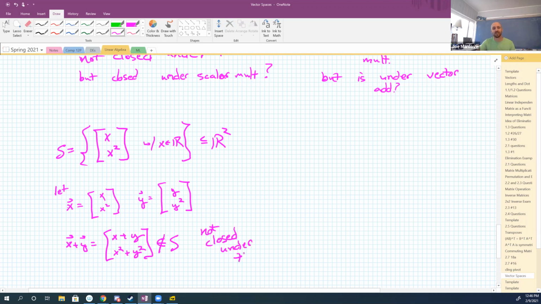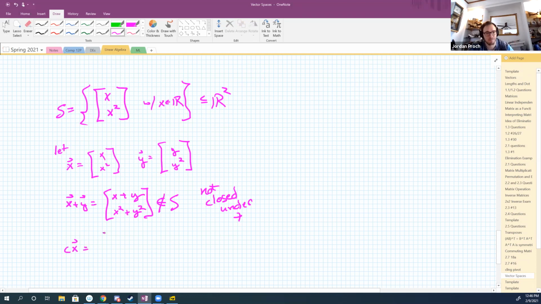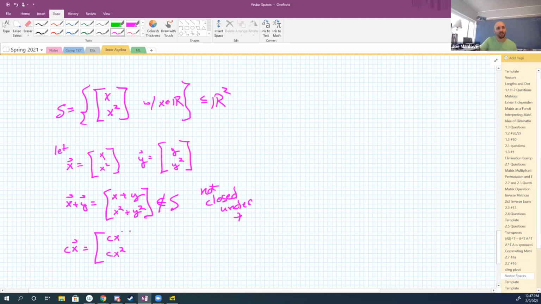Now, is it closed under scalar multiplication? How do you check scalar multiplication? I just multiplied it by c, and it looks like it's the same thing, but with a constant in front of it. Okay, so you get cx and cx squared, right? Now remember that the top thing squared has to be the bottom thing. So (cx) squared is not cx, except in the case of the zero vector.